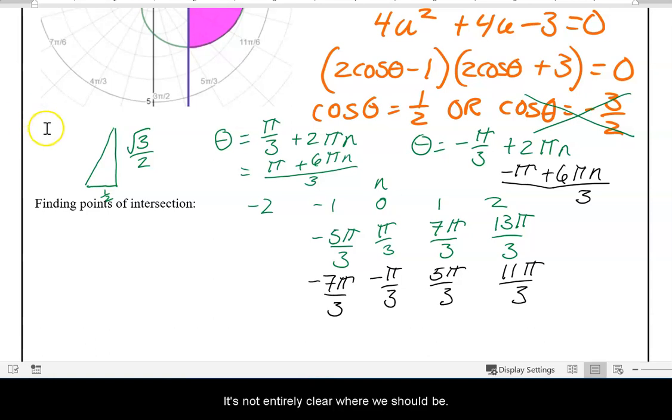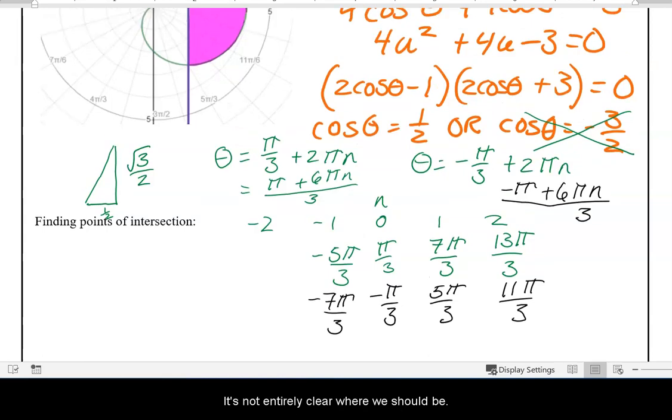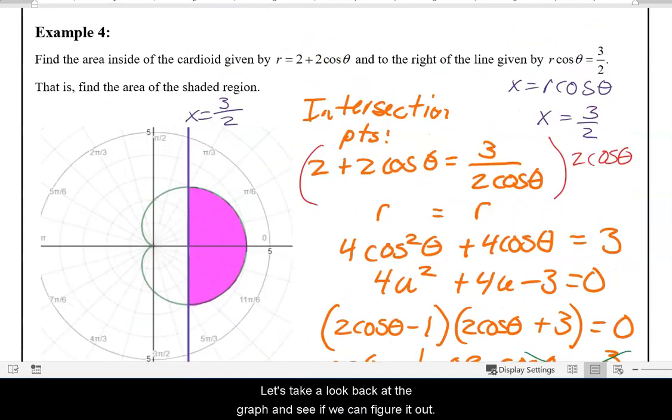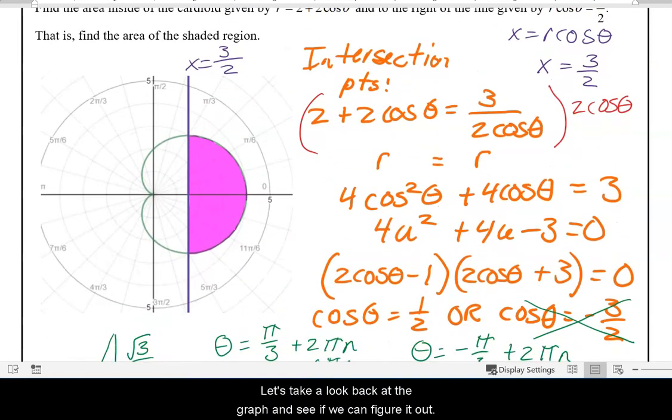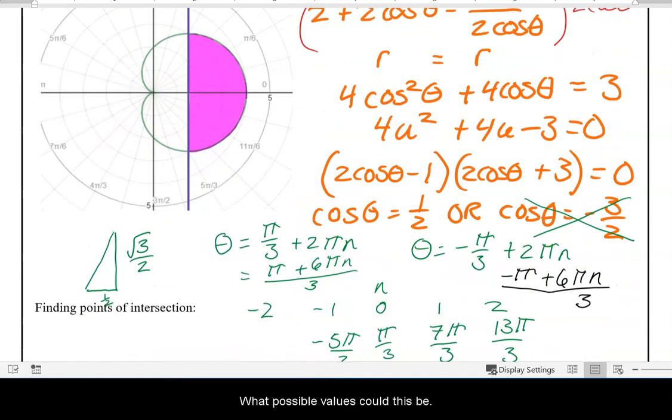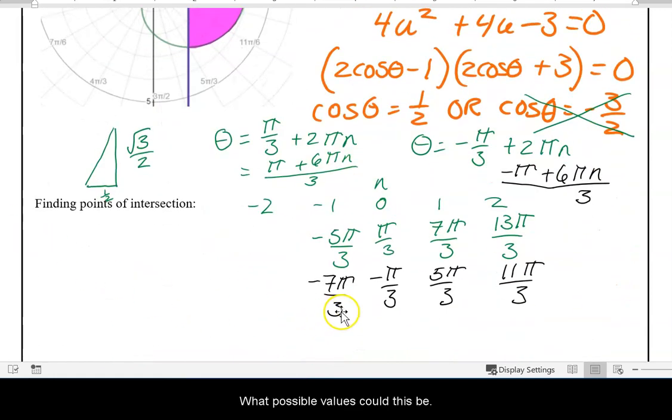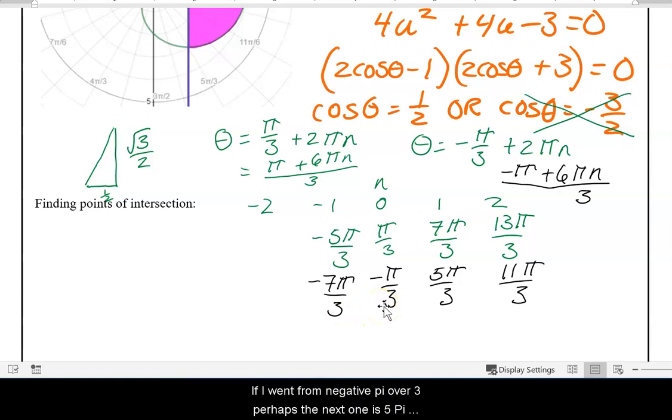It's not entirely clear where we should be. Let's take a look back at the graph and see if we can figure it out. It looks like it hits here and then goes around and hits again in the very next place. What possible values could this be? If I went from -pi over 3, perhaps the next one is 5 pi over 3. It's hard to say. Let's go to the graph and see if we can compute it.